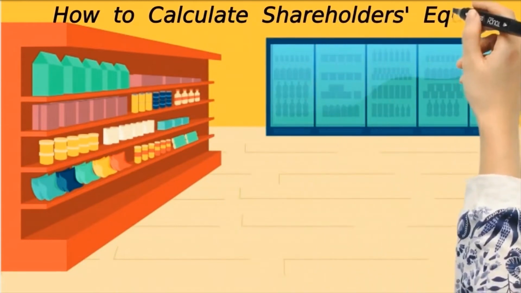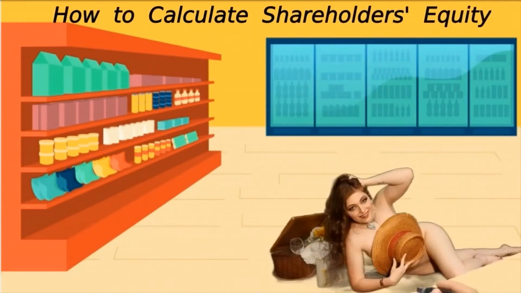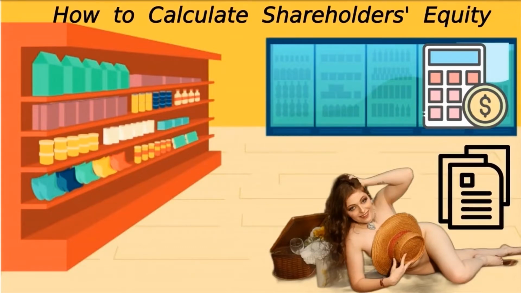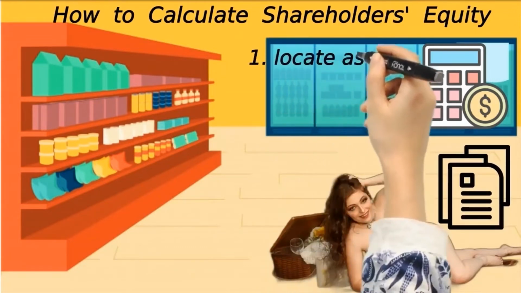Formula and how to calculate shareholders' equity. The following formula and calculation can be used to determine the equity of a firm, which is derived from the accounting equation: shareholders' equity equals total assets minus total liabilities. This information can be found on the balance sheet, where these 4 steps should be followed.